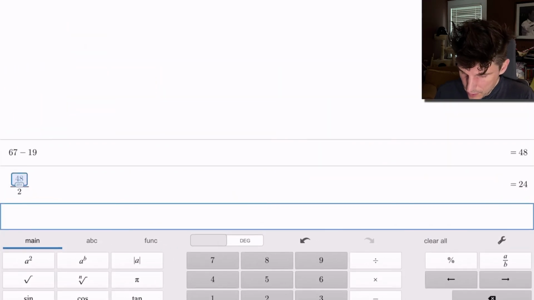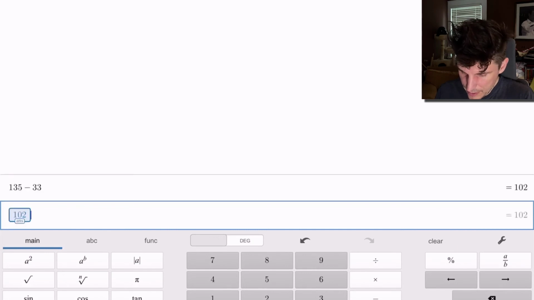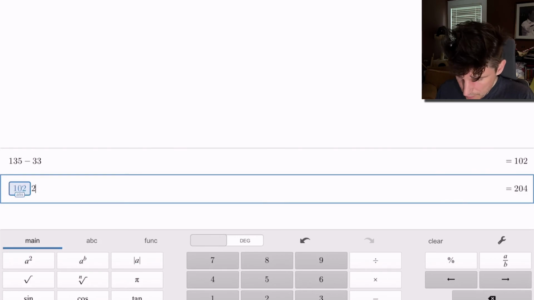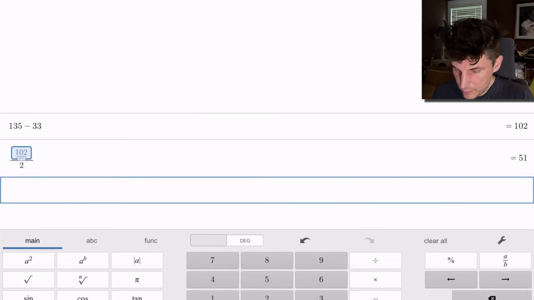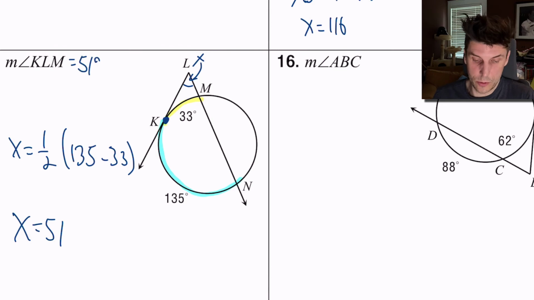So we're going to have 135 minus 33, and then take that answer and divide it by 2. Whoops. Let's try that again. That's supposed to be divided by 2, and it's 51, which we could have done in our heads. X is equal to 51, therefore KLM is also equal to 51.